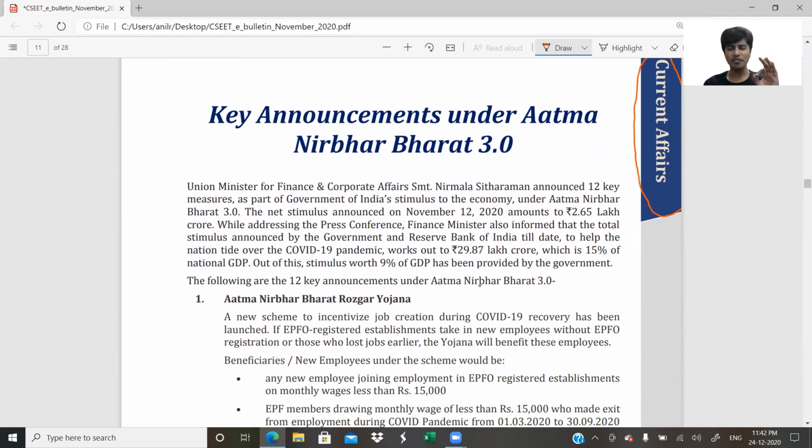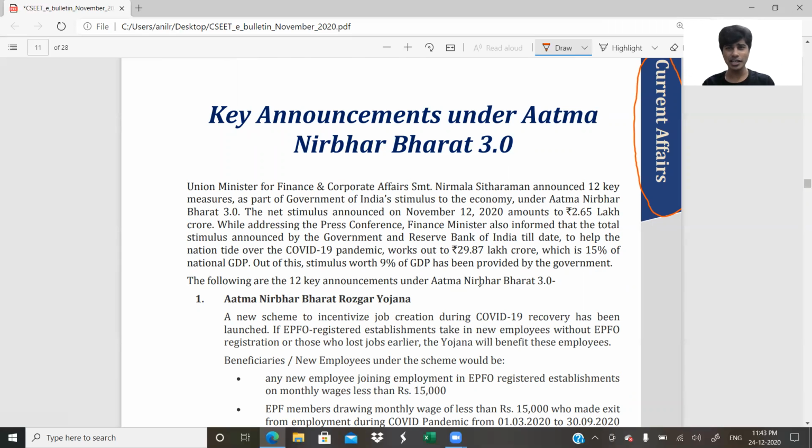The entire current affairs discussed in this particular bulletin is exclusively related to the scheme that Prime Minister Modi ji announced as a measure to come back from the pandemic. It is the Atmanirbhar Bharat scheme. A self-reliant India is the dream that our Prime Minister is envisioning, and Atmanirbhar Bharat is the name of the scheme.